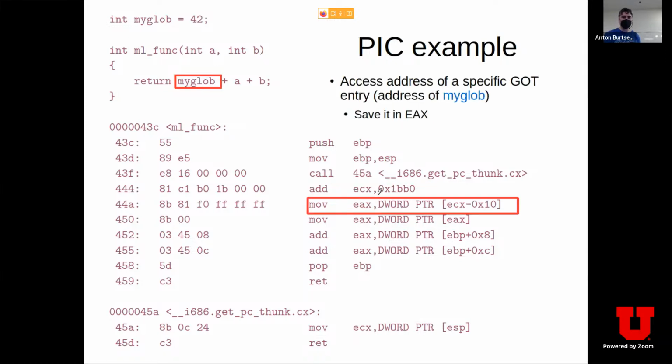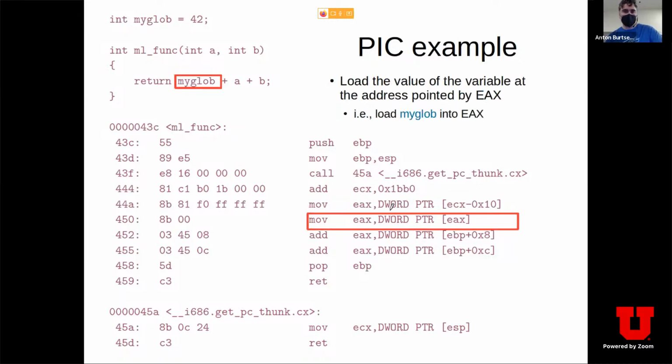So what we do here is, okay, we have the address of the global offset table. Now we say, how about we access a specific symbol in the table, right? So we subtract this 0x10 from ECX and load it in the EAX. So that's the entry which contains this myGlobal variable. Currently, it will be saved in the EAX register. Then you load the entry itself, right?